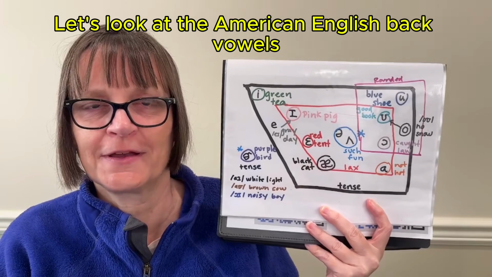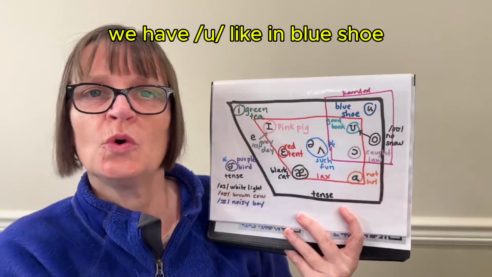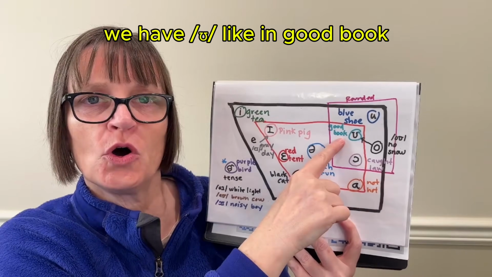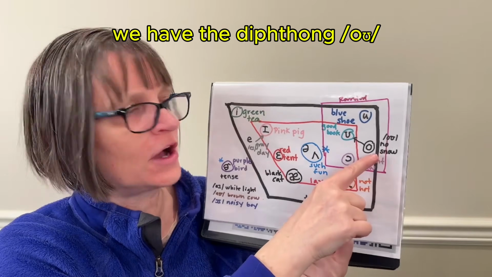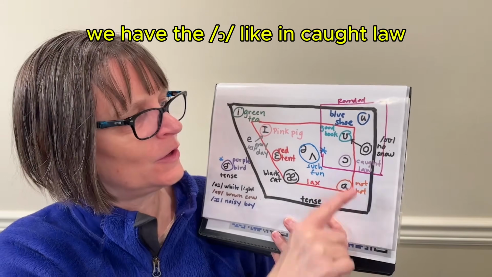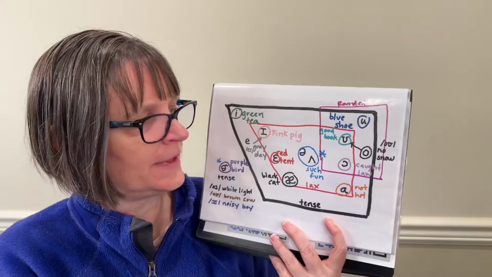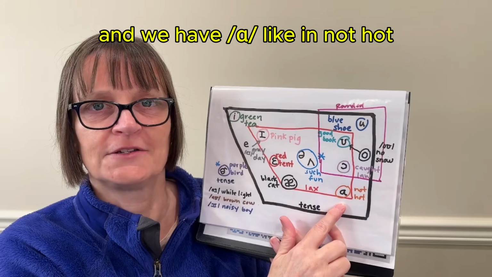Let's look at the American English back vowels. We have oo like in blue, shoe. We have ʊ like in good, book. We have the diphthong oh like in no, snow. We have the aw like in caught, law. And we have ah like in not, hot.